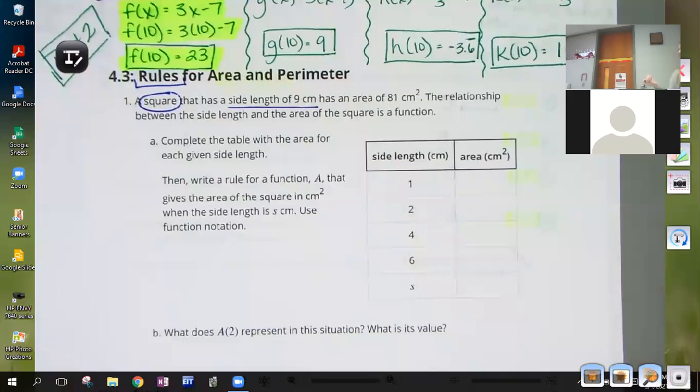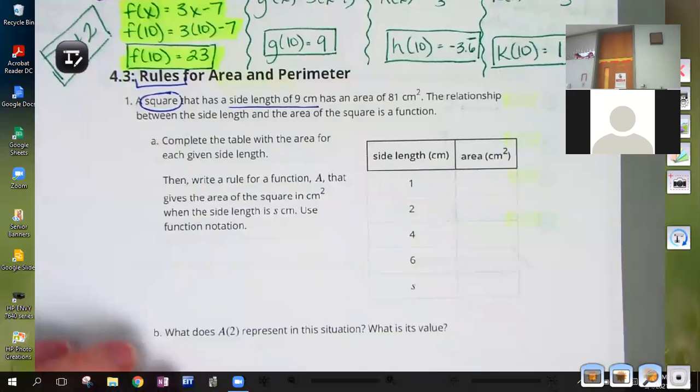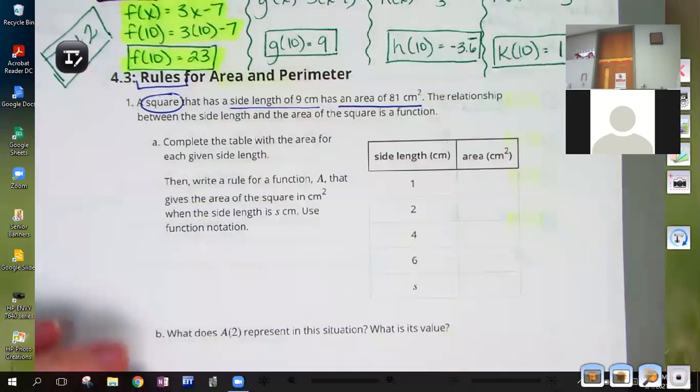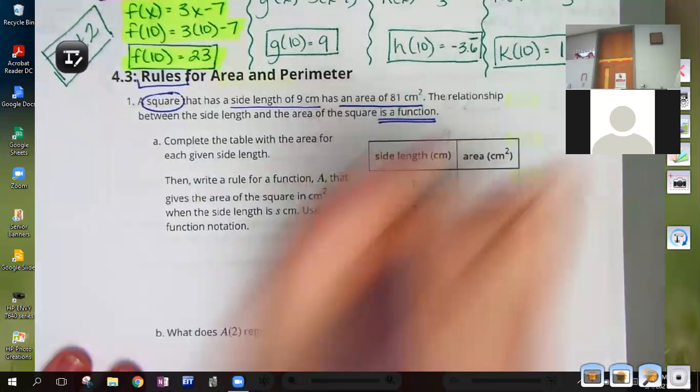If we know one of the side lengths is 9, what do we know about all the other side lengths? They're also 9, and we know that because they told us it was a square. All right, and then they told us that the area is 81 centimeters squared. Okay, so we're going to work with one side length to find the area of a square. So the relationship between the side length and the area of the square is a function.